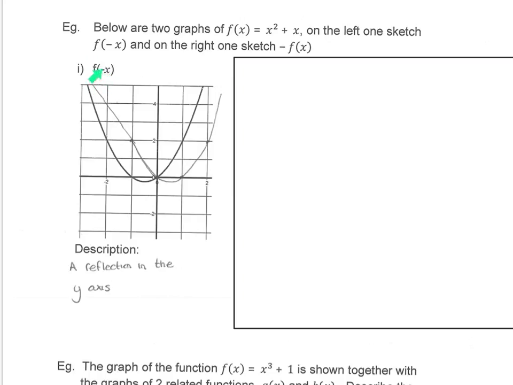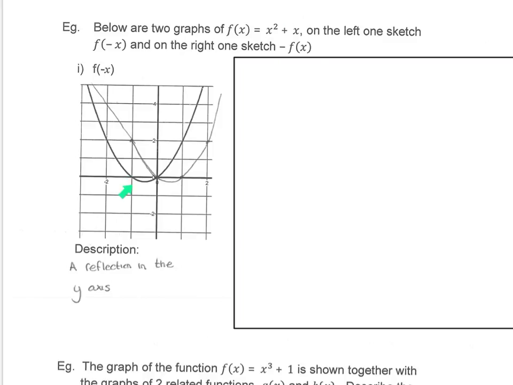If it's the x term being multiplied through by minus 1, then we reflect in the y-axis. So if it's within the bracket, it's the y-axis. If it's in front of the function, it's the x-axis in this case. So all we're going to do is reflect the curve.